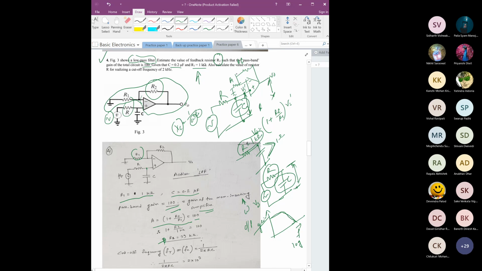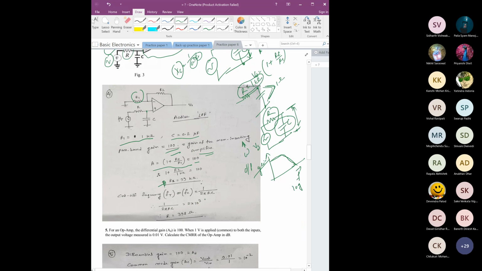Also calculate the value of this resistor for realizing the cutoff frequency of 2 kilohertz. Now this is simply the RC filter part. Here the cutoff frequency equation is 1 by 2 pi RC. This is only for this part. The capacitance value has been given as 0.2 microfarad. So here the only unknown is R. We have to find the value of R. That's all.